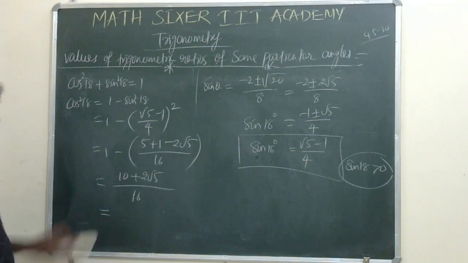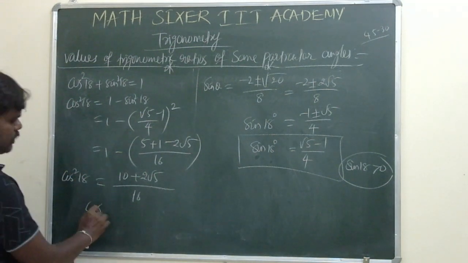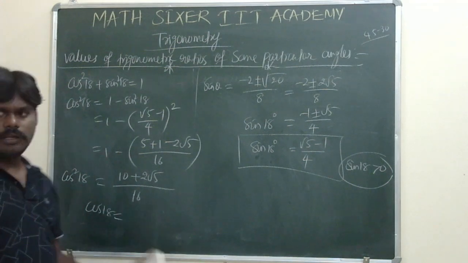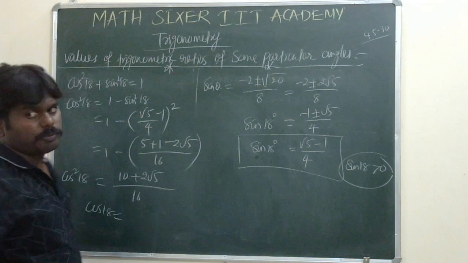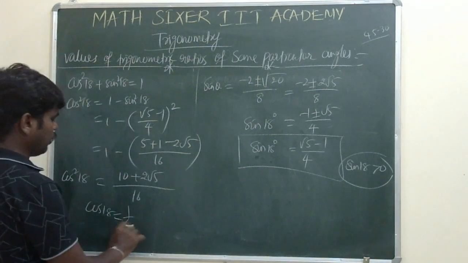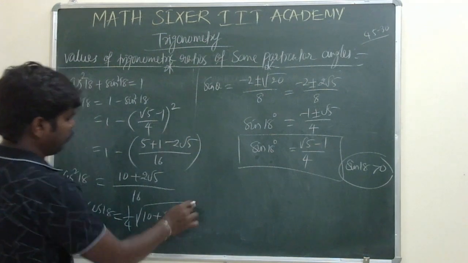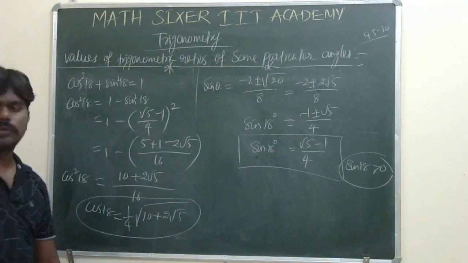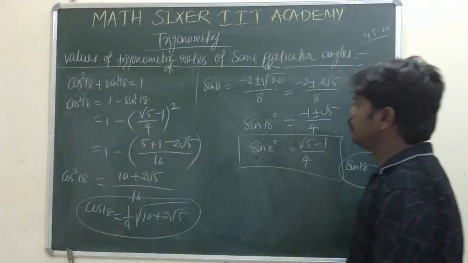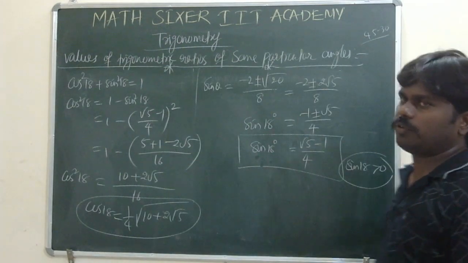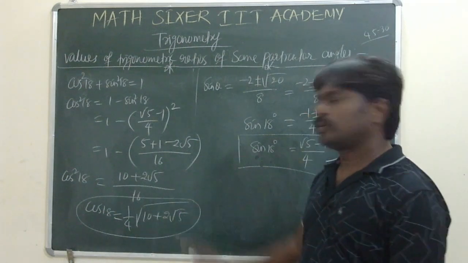So here, this is the value of what? Cos square 18. Now cos 18, if you want, you have to take the square root on both sides. So square root on both sides we are taking, here 16 is a perfect square, so that here we can write 1 by 4 and square root of 10 plus 2 root 5. Okay, so this is the value of cos 18. So sin 18 is equal to root 5 minus 1 by 4 and cos 18 is equal to 1 by 4 square root of 10 plus 2 root 5.